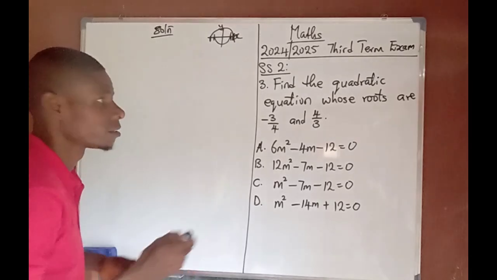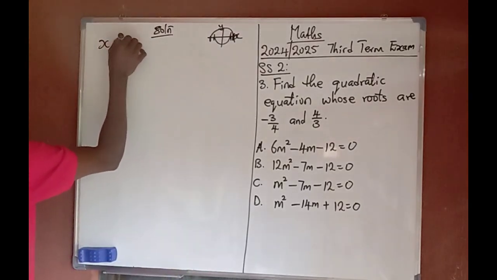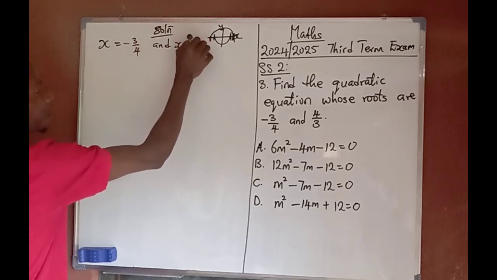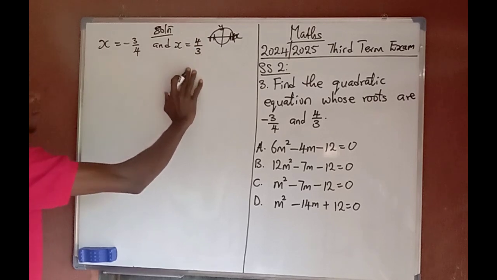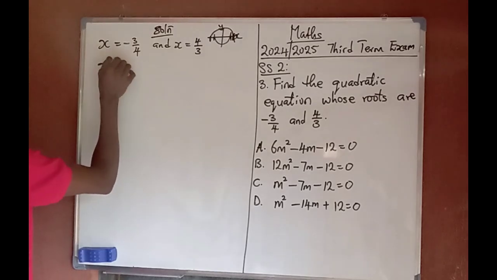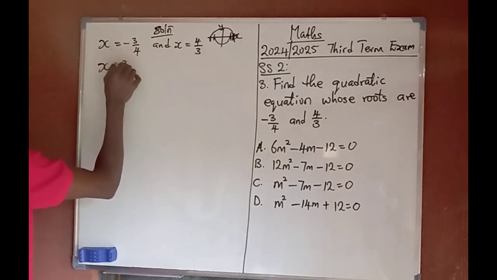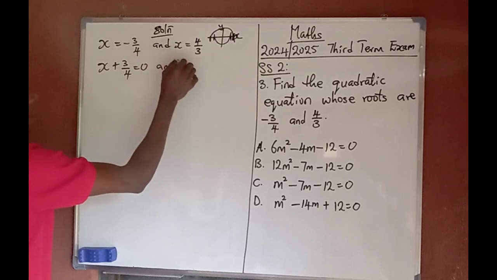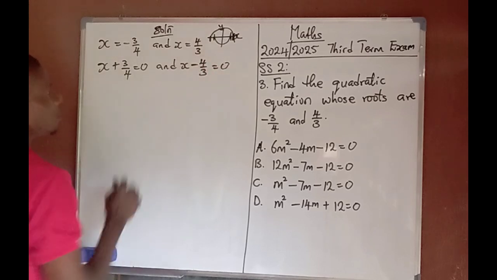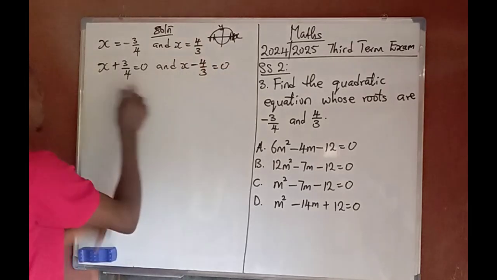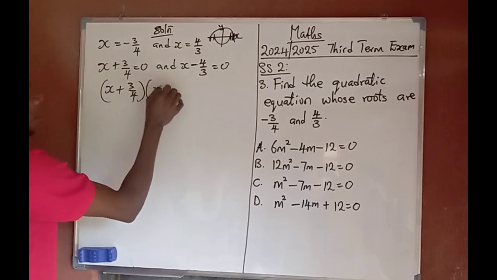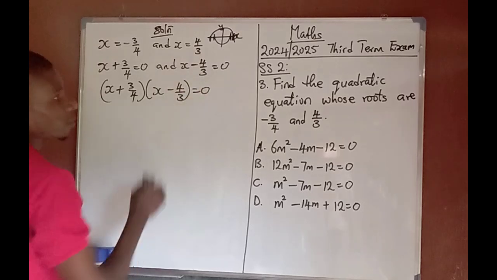The number one way is, let's have x equals negative 3 over 4, and x equals 4 over 3. Okay, we can now multiply the two together, but before we multiply, we can transpose. This is x, this negative becomes positive, equals 0, and x, this positive coming in becomes negative 4 over 3 equals 0. So we can now multiply the two factors. Okay, this is x plus 3 over 4 times x minus 4 over 3, all equals 0.